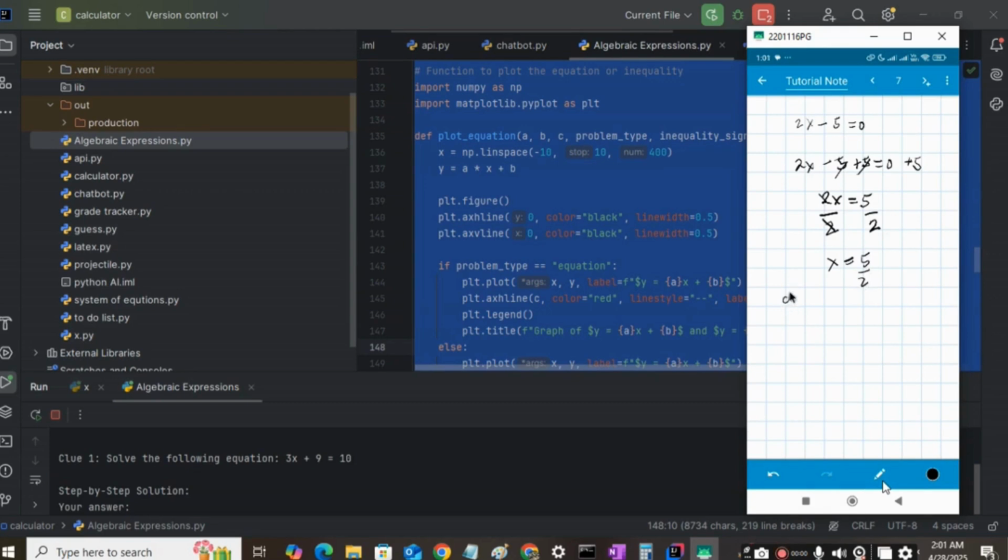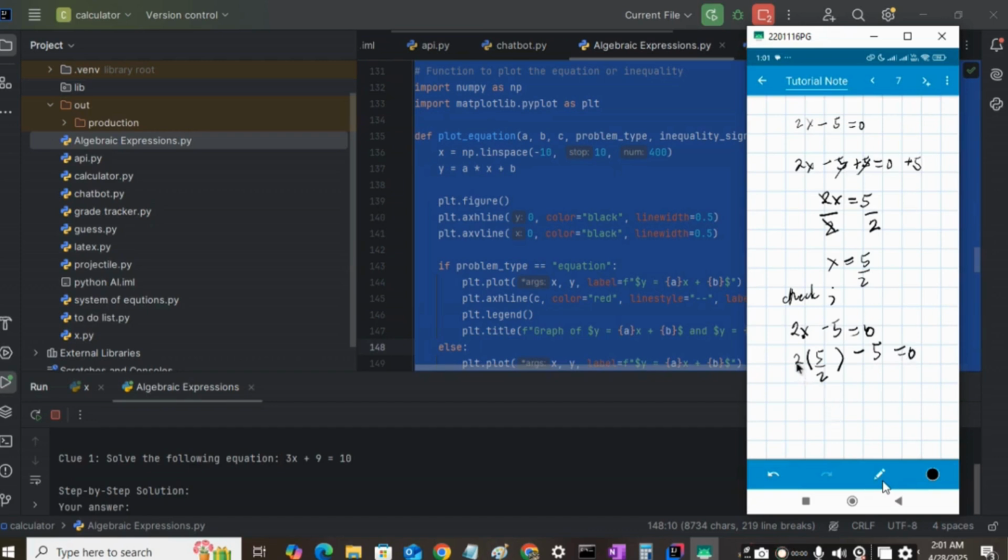Now we can of course provide a check. Checking this equation should satisfy the original, such that 2x minus 5, again we will write it first, equals 0. So that's essentially 2 multiplied by 5 halves, that's the value of x that we have solved, minus 5 equals 0.